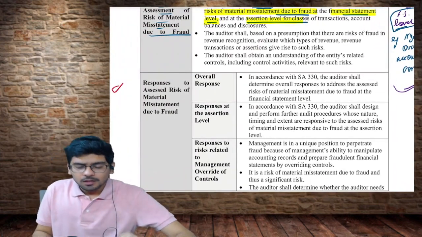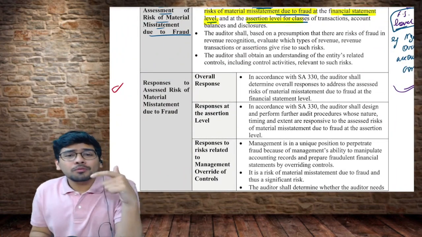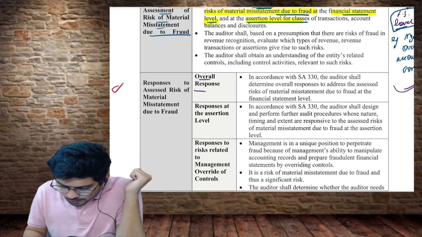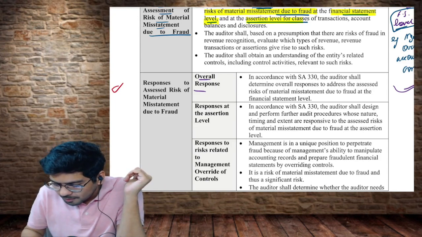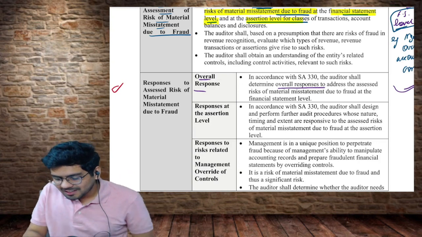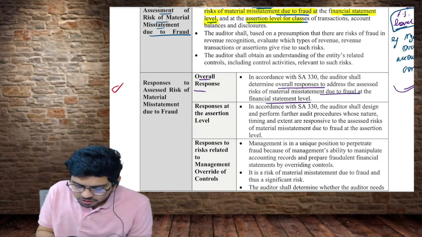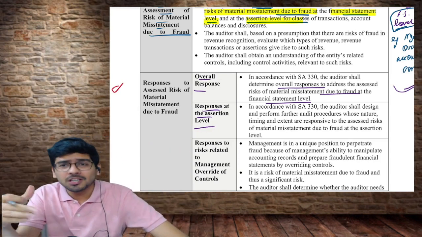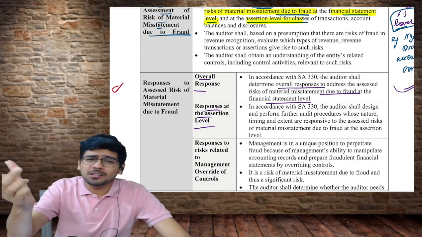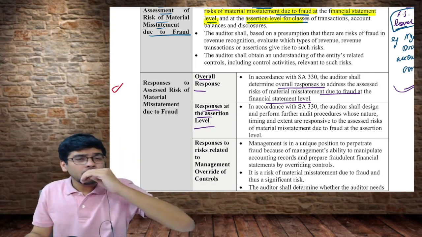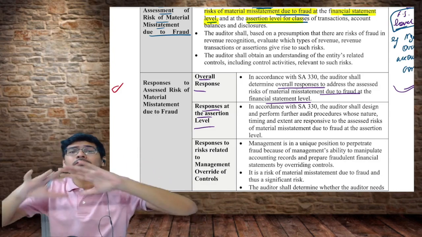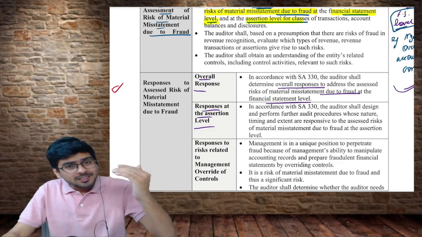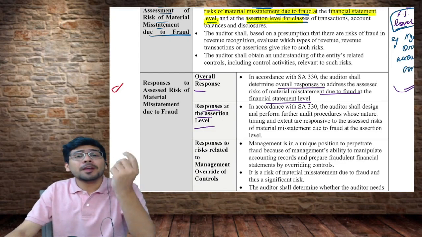So how am I going to respond? For the ROMMS that prevails at the financial statement level, I am going to develop an overall response. It says, in accordance with 330, the auditor shall determine overall responses to address assessed risk of material misstatement at the financial statement level, and then response at the assertion level. For ROMMS at the assertion level, we are going to apply procedures for that assertion. It is very simple. For ROMMS at the financial statement level, we are going to have some overall response. Secondly, for ROMMS at assertion level, we need to apply procedures for that assertion.